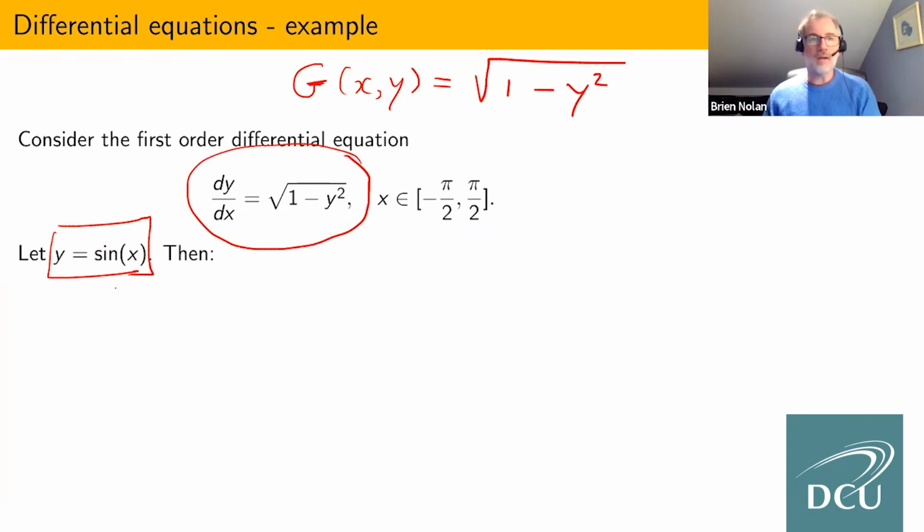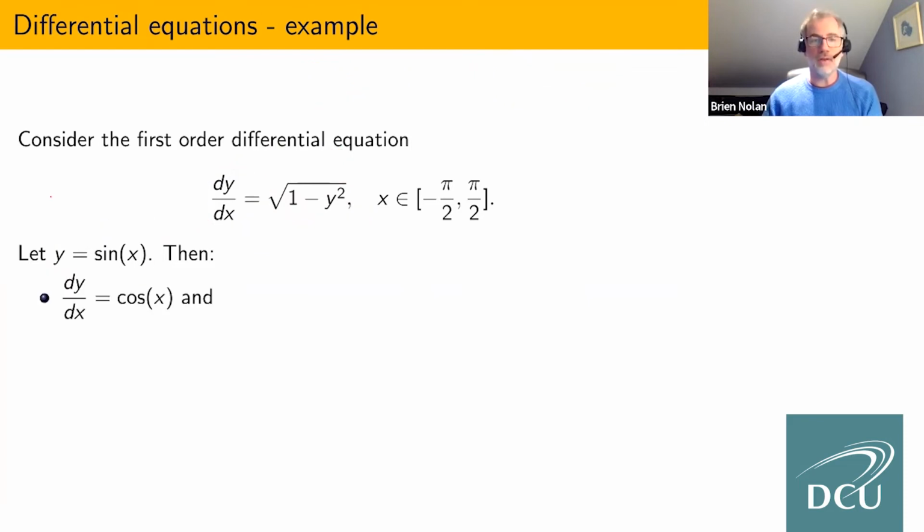Well, how do I do that? Well, if I set y equals sine x, then I have two things to calculate. I have dy/dx to calculate, and I have this other object, the square root of 1 minus y squared, the right-hand side of the equation. I have to calculate both those things. So with y equal to sine x, well, first of all, dy/dx is equal to cosine of x.